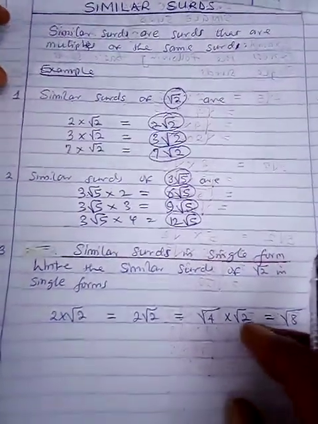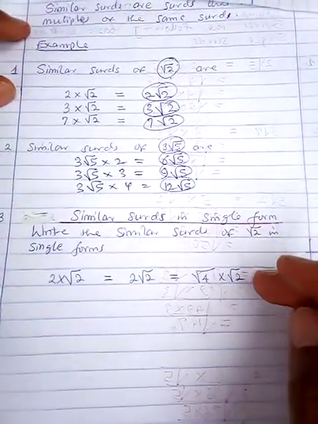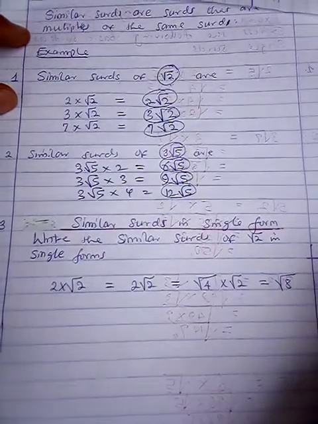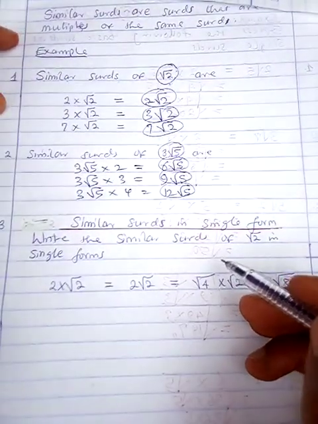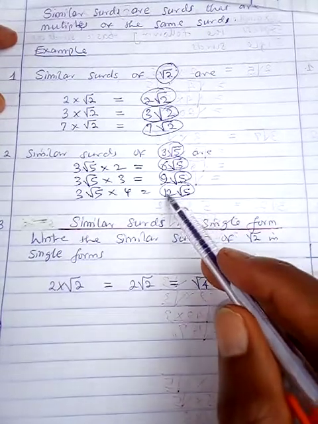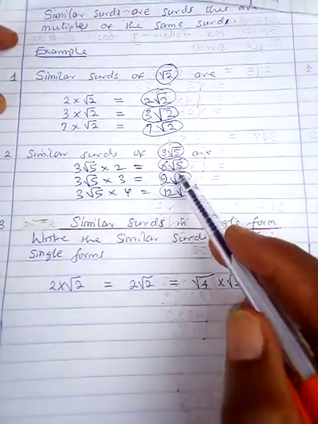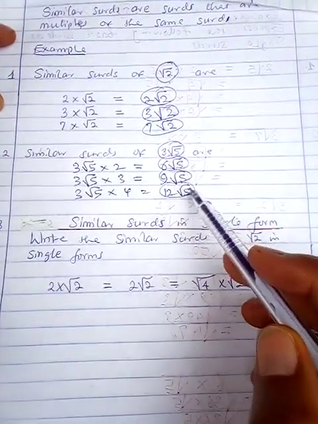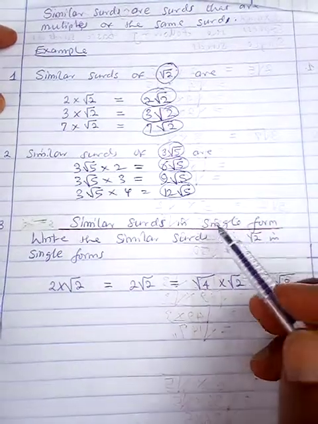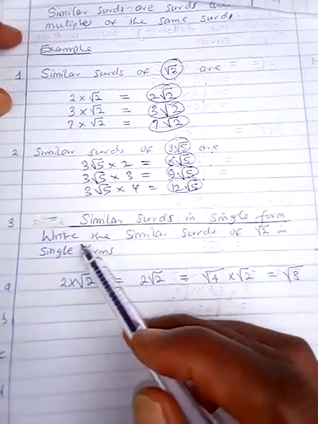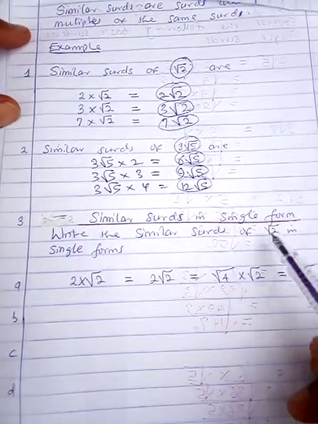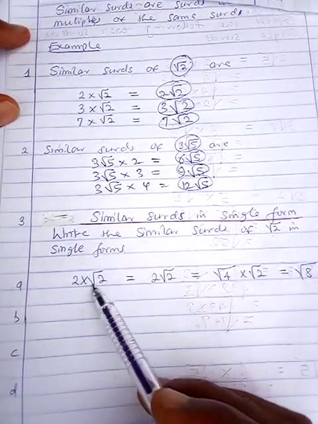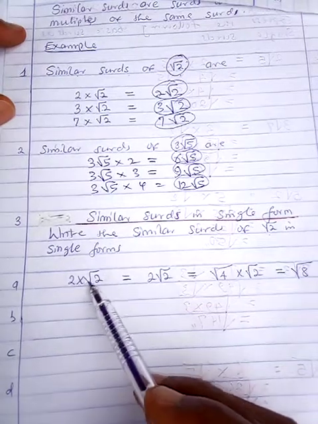Now we're going to see how to express similar swords in single form. We're going to see how we can write similar swords in single form. Like these similar swords now, they are in mixed form. These are all similar swords, but they are in mixed form. How can we write them in single form? So now we have number 3, which says, write the similar swords of sword 2 in single form. This is the first one here. We have a sword 2.